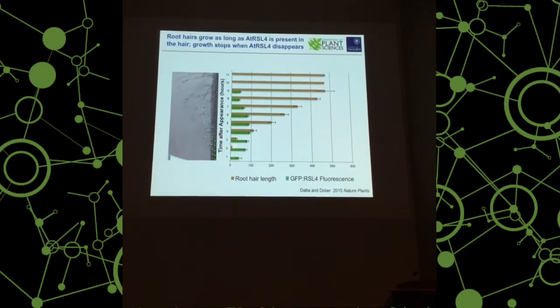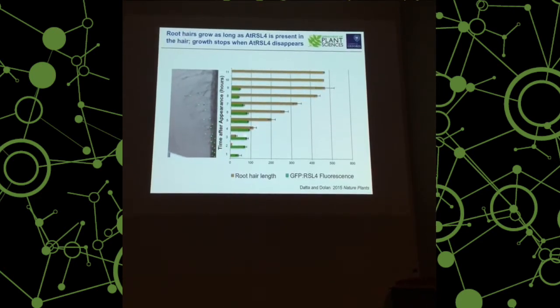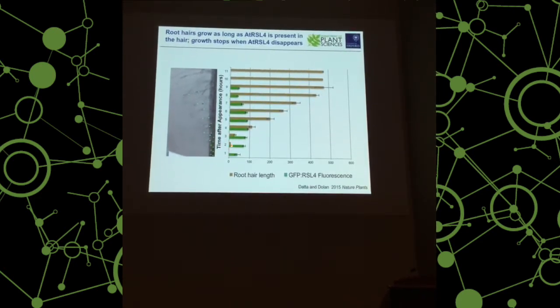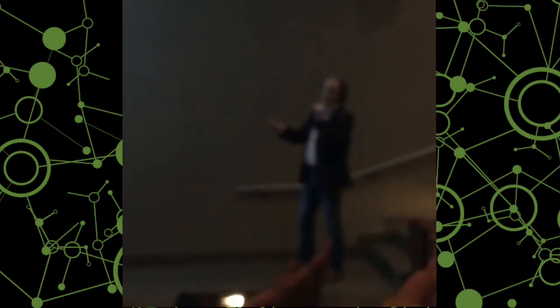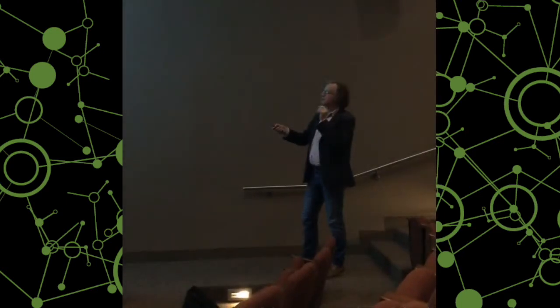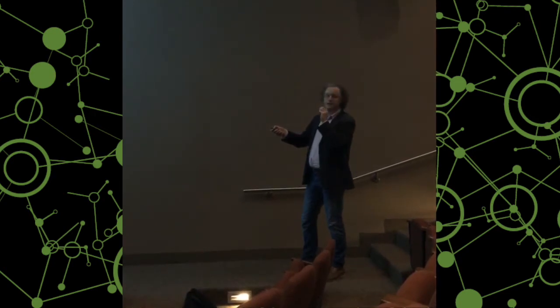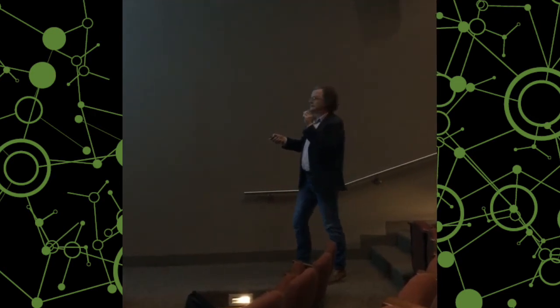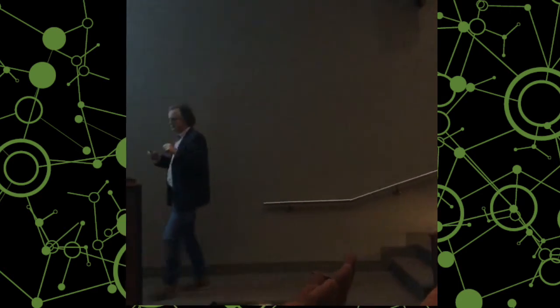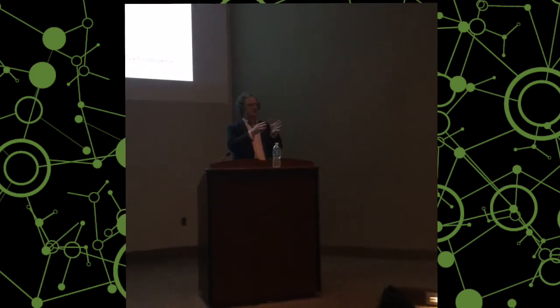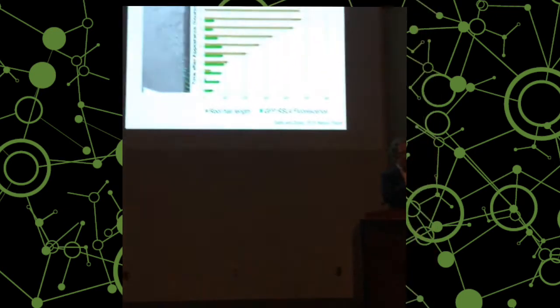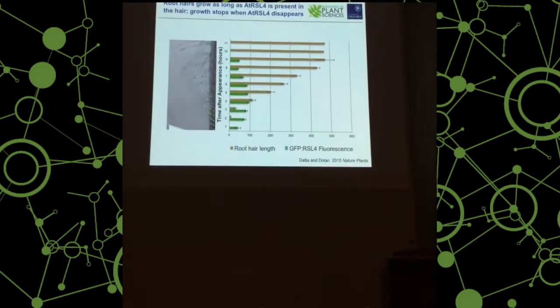So what we plotted here is root hair length. Root hairs are elongating here, so there's this initial slow phase, and then there's a rapid phase of elongation, and then elongation stops right here. And this is exactly where RSL4 protein disappears. So the growth of these root hairs continues until the RSL4 protein disappears. This suggested to us that the RSL4 protein really determines if the cell, the root hair, is going to stay in the growth state or a non-growth state.